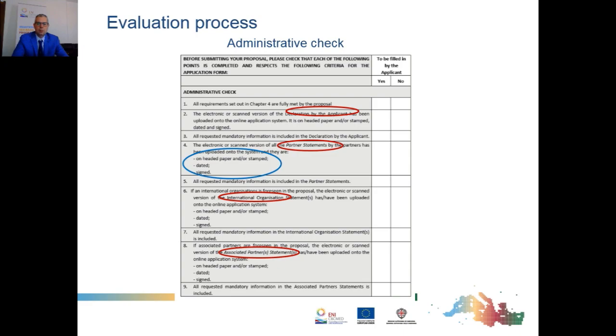If the proposal foresees to have associated partners, each of them must sign a specific statement that needs to be included in the proposal. Please note that if the proposal includes associated partners, the system will request the upload of these statements in order to allow you to validate the proposal and submit the proposal.